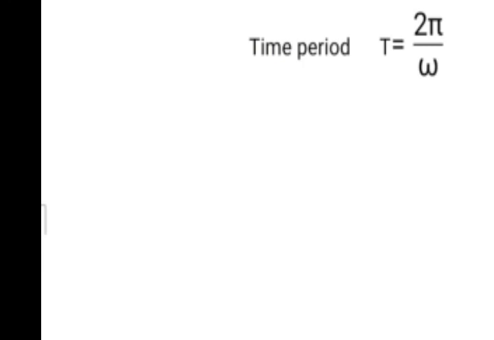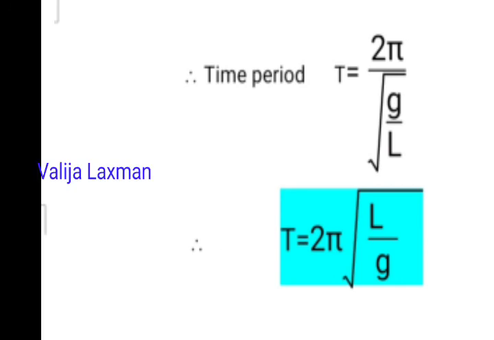Now coming to our formula here. Up to here we have completed. Omega is equal to under root of g by L. So time period formula is 2 pi by omega, that is angular displacement by angular velocity. Now substitute this omega value in this equation. If I am substituting, what happens? T is equal to 2 pi by under root of g by L. Is it okay?